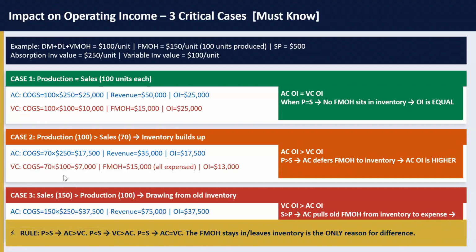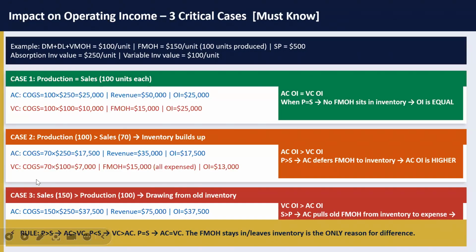Now moving on to case 2. Observe this carefully. If you're producing more units than your sales, producing 100 units, selling only 70 units, then in your inventory, there are 30 units remaining, isn't it? So what happens in absorption costing? In absorption costing, your cost of goods sold, assume it is 250 into 70. So your revenue will be 35,000. Operating income is 17,500. But what happens in variable costing?